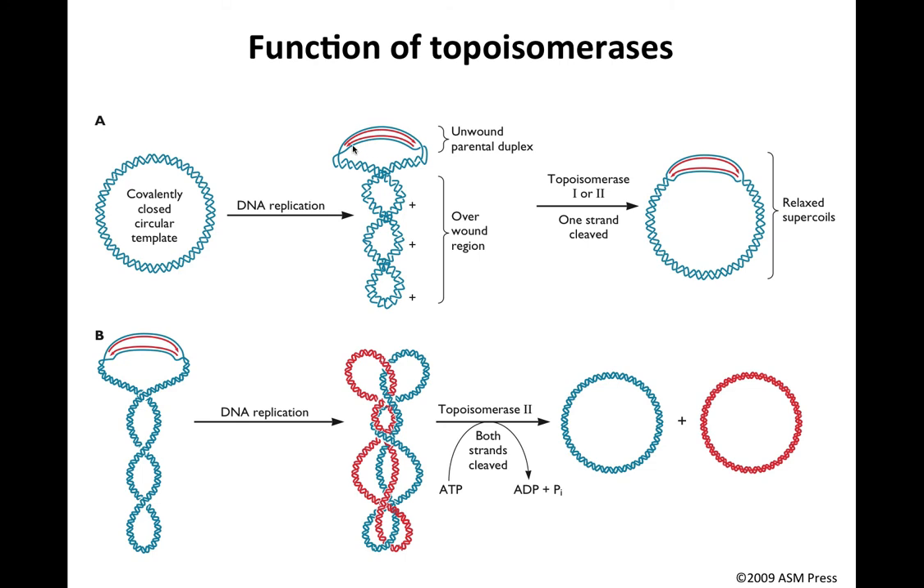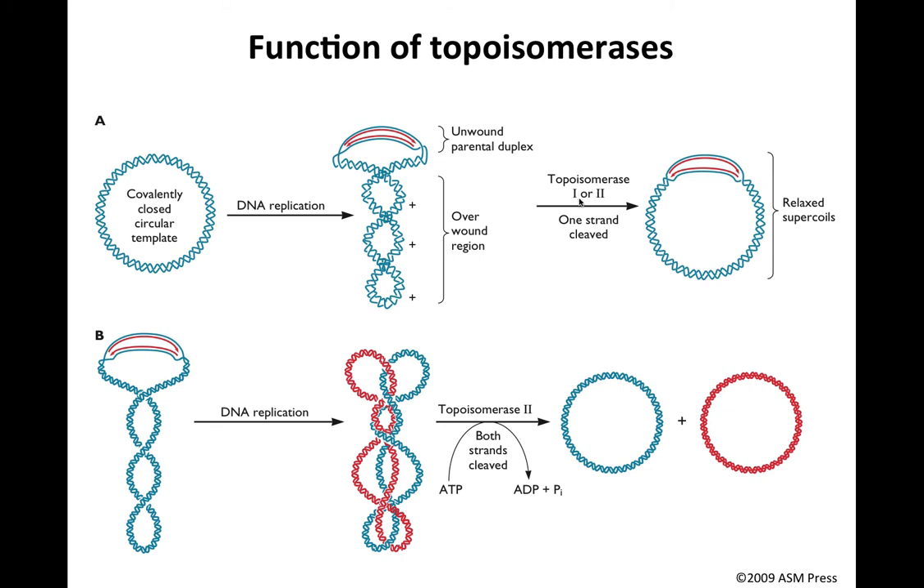As you unwind this double-stranded region, you introduce coils in the rest of the DNA. You basically overwind it, and that's shown here by these coils. So you unwind the area of replication. The rest of the molecule gets more and more twisted as you unwind more and more. And eventually, that would be an impediment to the polymerase moving. This would be so tightly wound that the polymerase couldn't move through it anymore. So you need to nick this DNA and let it unwind and then reseal it.